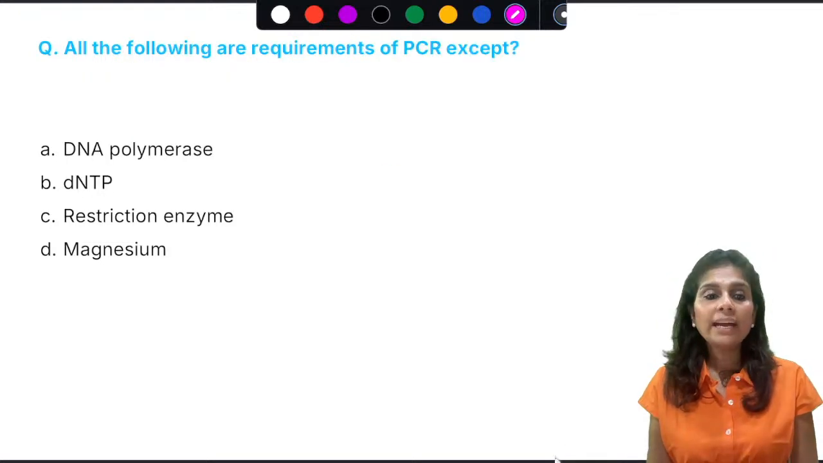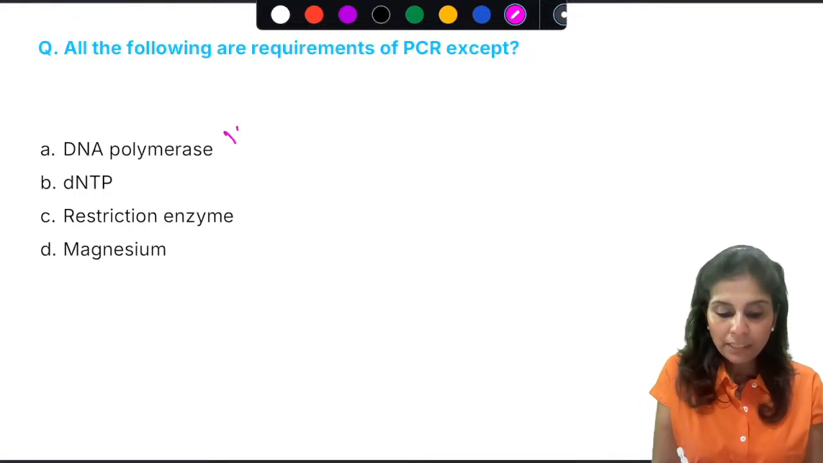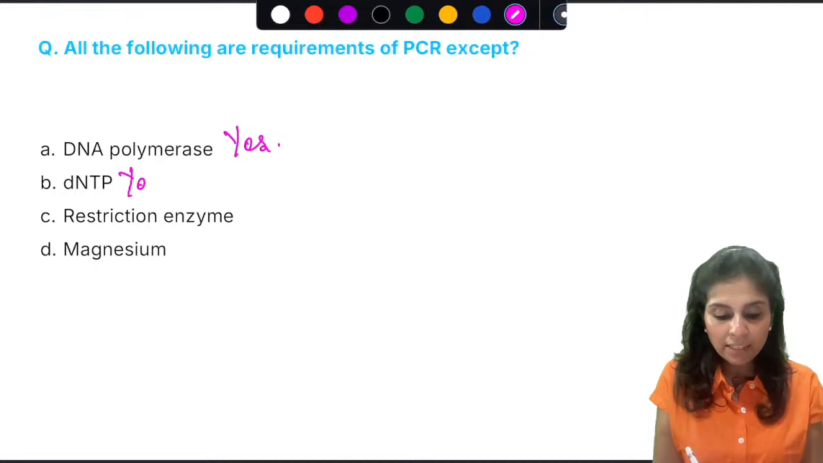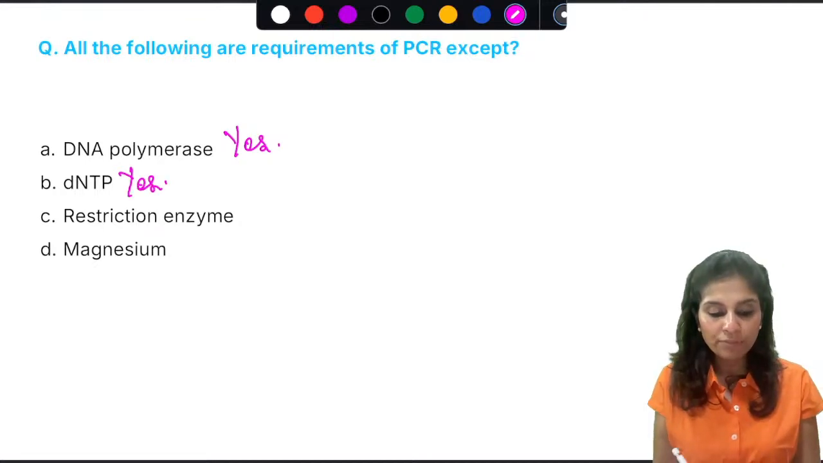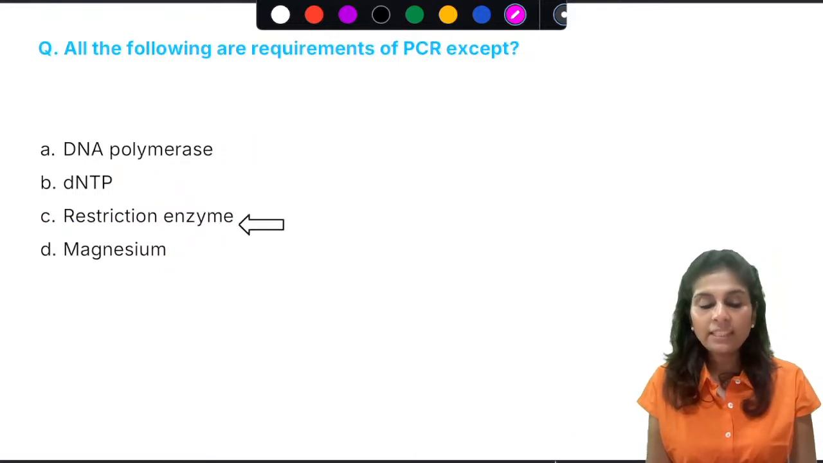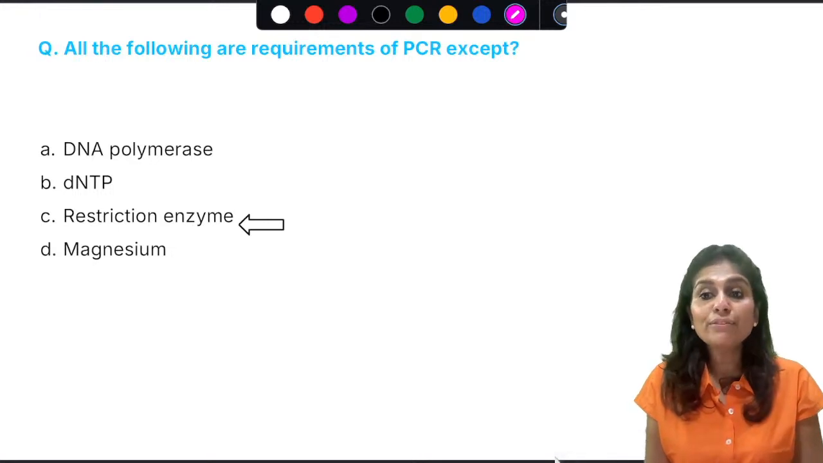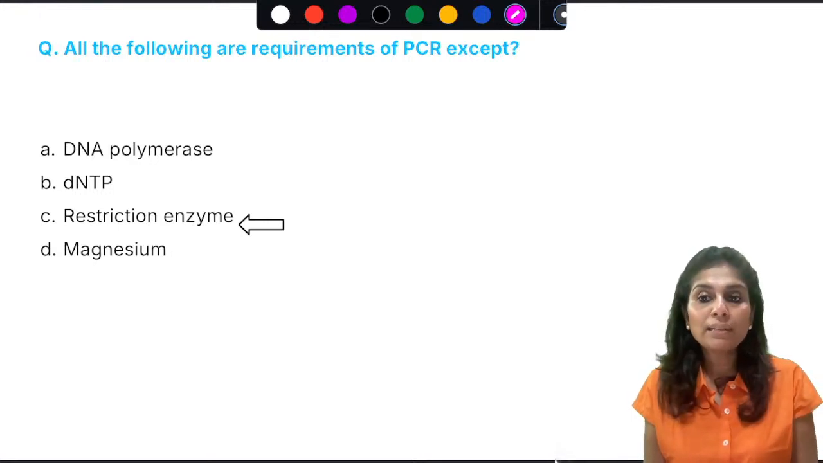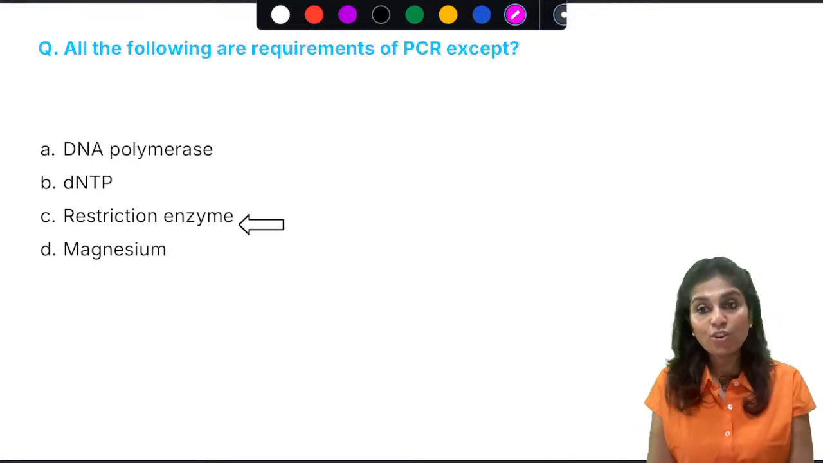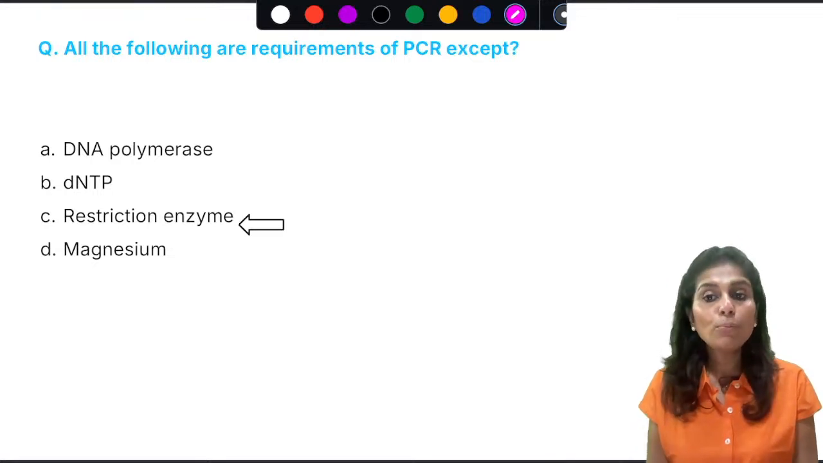All the following are requirements of PCR except. Yes, PCR needs DNA polymerase. Right? PCR needs deoxynucleotide triphosphates. It needs magnesium. But what is the right answer? It does not need restriction enzyme. Restriction enzyme is necessary for RFLP, restriction fragment length polymorphism, or for recombinant DNA technology. It is not necessary for PCR.